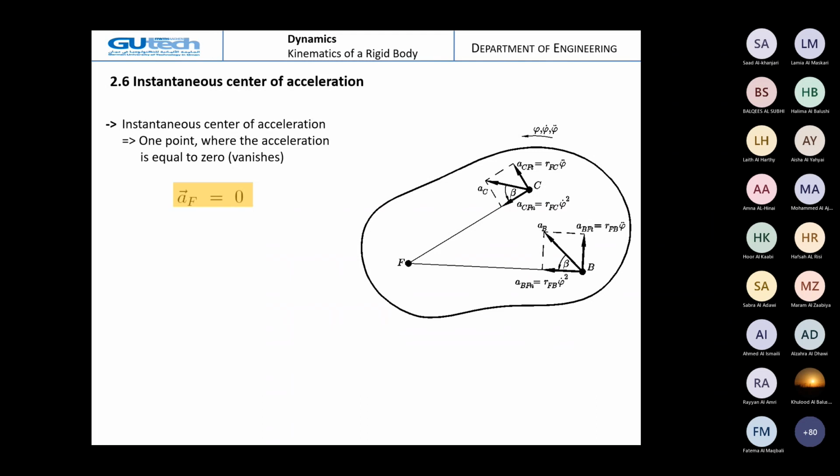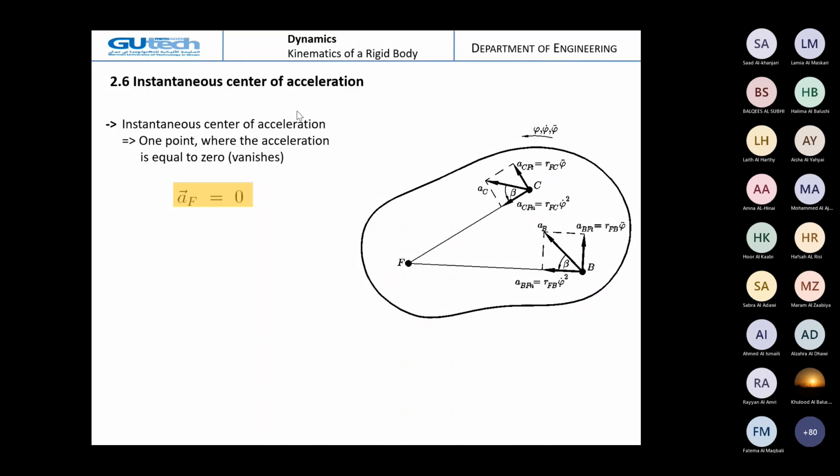Now, what is the difference between the instantaneous center of rotation and the instantaneous center of acceleration? For the instantaneous center of rotation, we make only the perpendicular line to the velocity, and when we get the intersection point, in this case, we say this is the center of rotation.